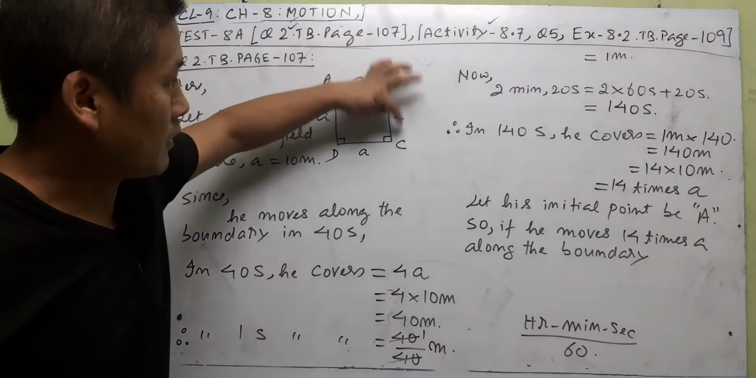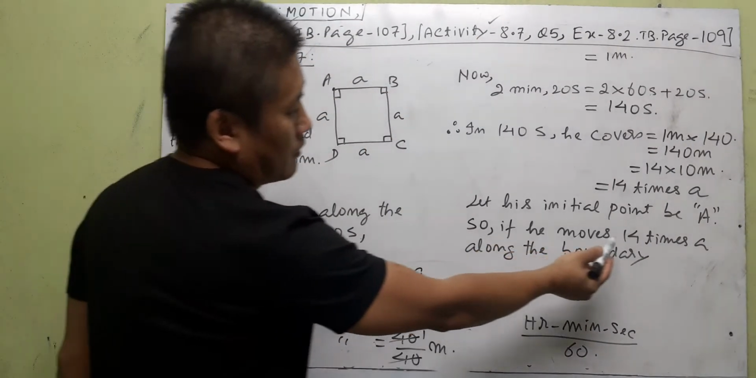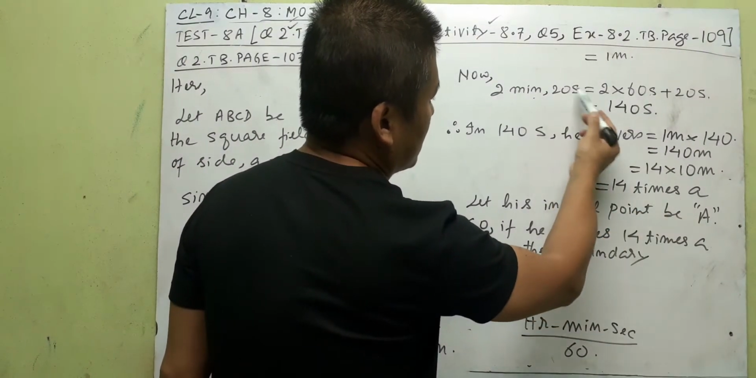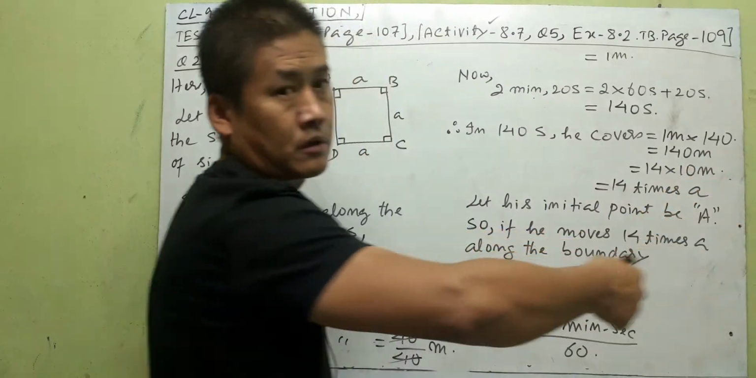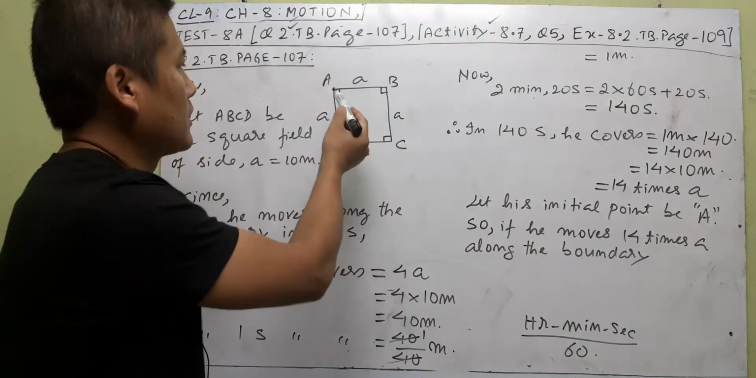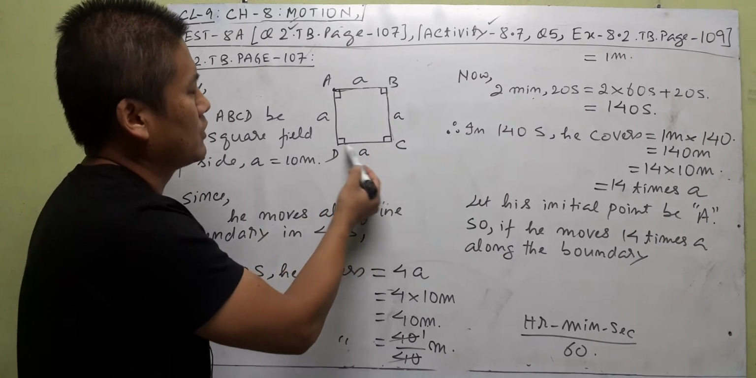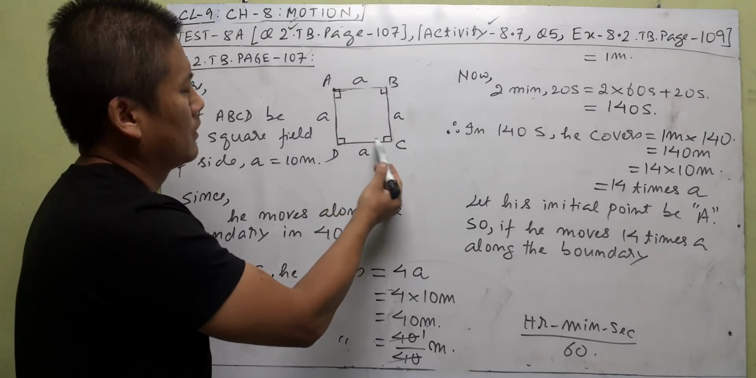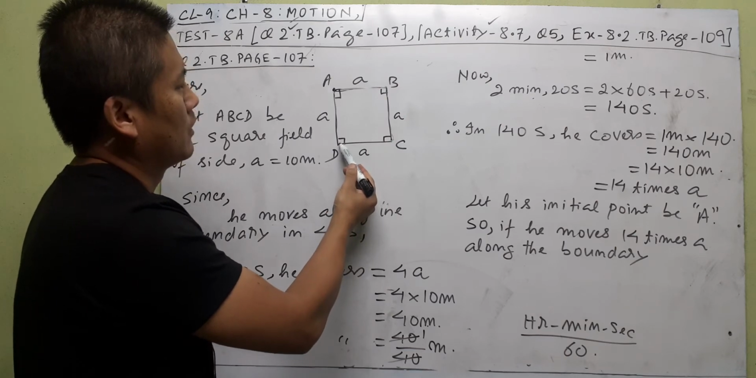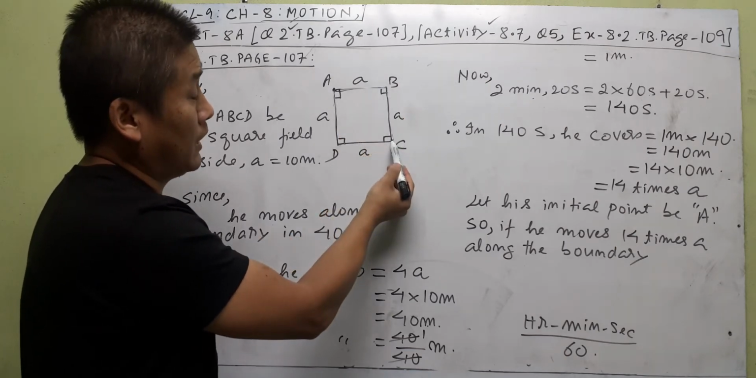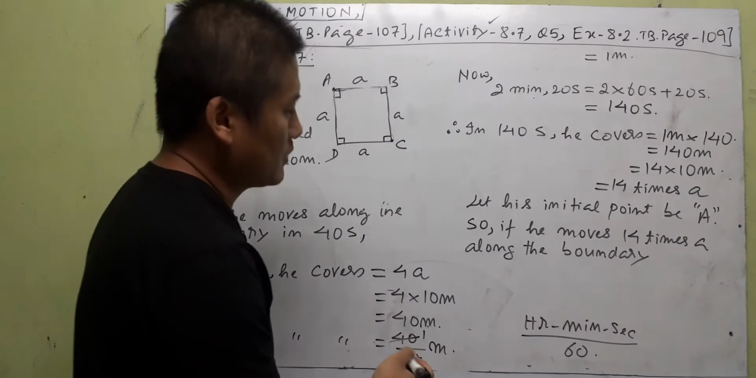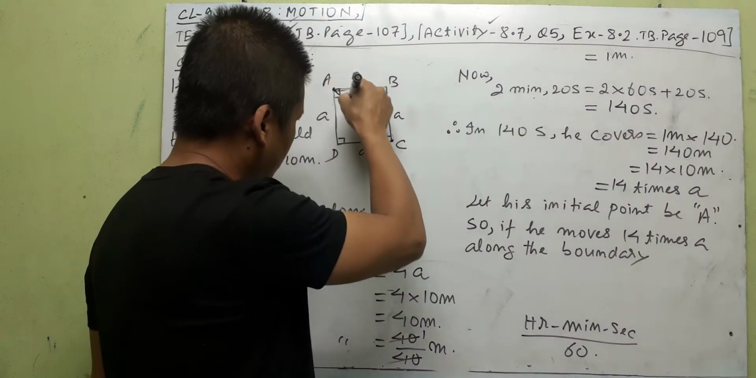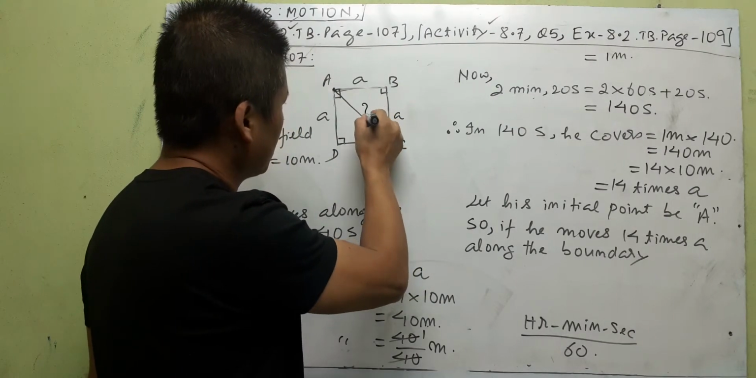So let us say he went anti-clockwise 14 times, because after 2 minutes 20 seconds he's going 14 times A around the boundary. So let us count: 1A, 2A, 3, 4A, 5A, 6, 7, 8, 9, 10, 11, 12, 13 and 14A here. So he'll end up at C. That means his initial point was A, final point is C, so this is the displacement, right?